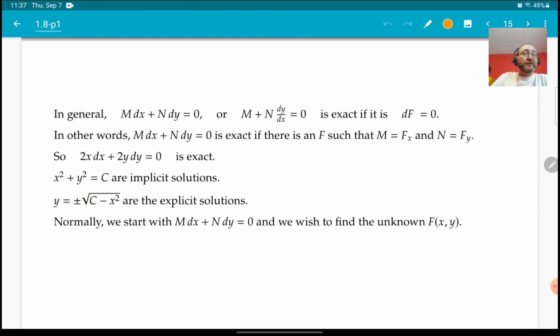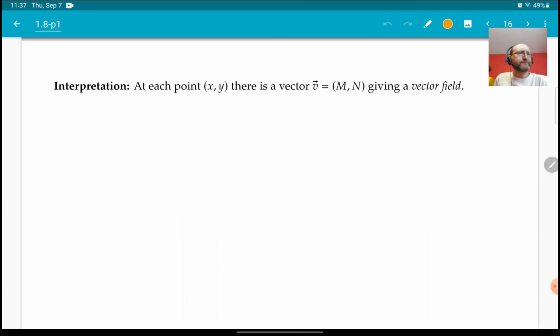All right. So normally the idea is to start with something like this and try to find an f. That's the thing. Now, before we get to trying to actually solve some equations, let's look at a certain interpretation of this, using what you've learned in multivariable calculus.